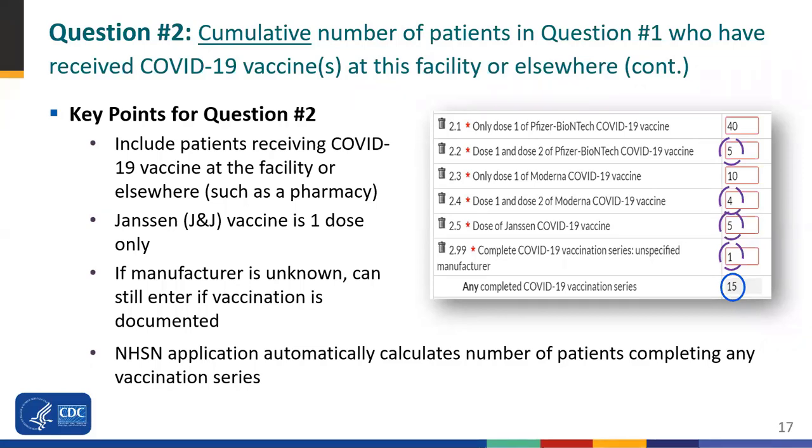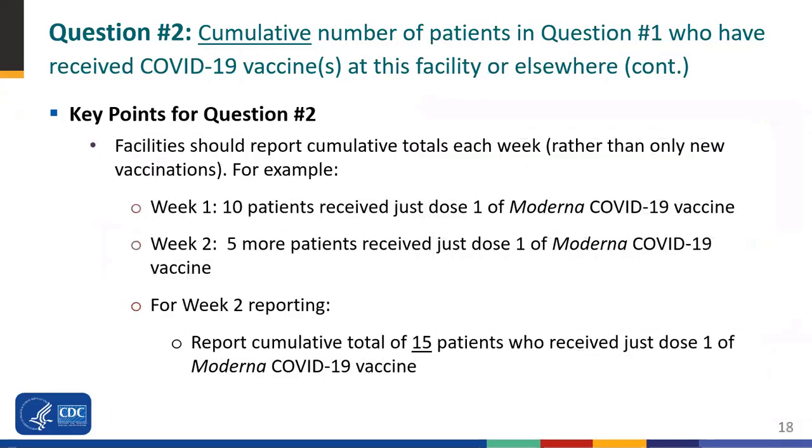5 individuals received the Janssen vaccine, while 1 individual was included in the unspecified manufacturer category. Therefore, a total of 15 individuals have completed their COVID-19 vaccination series. And just be sure to report cumulative data each week, rather than only new data for question 2.